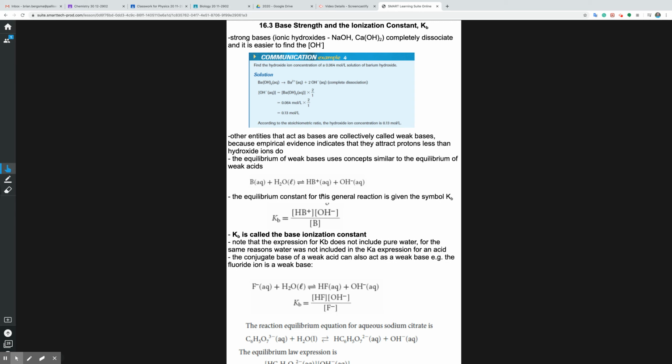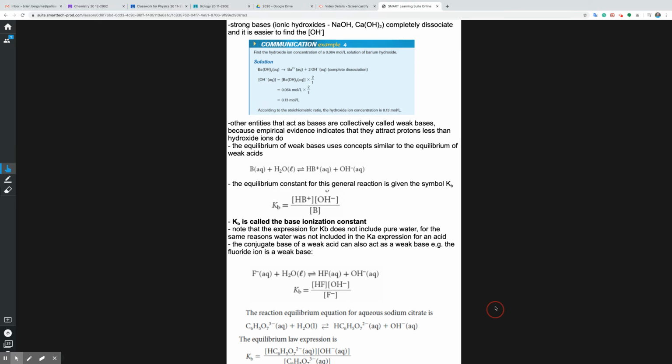So the equilibrium constant for this general formula for Kb is going to be our products, so our conjugate acid times hydroxide, divided by our concentration at equilibrium of our weak base. Okay, so Kb is just called our base ionization constant. Note that the expression for Kb does not include pure water, for the same reason that our Ka doesn't. For acids, water is a liquid. It doesn't have a concentration.